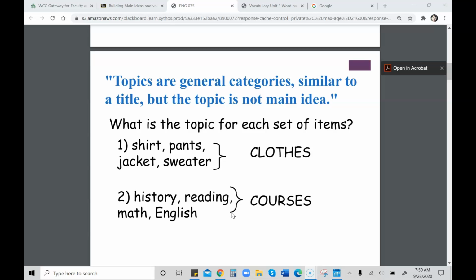So topics are going to be those general categories, and they are similar to a title. But remember, the topic isn't the full main idea, because it's only what we're going to be talking about. We don't know yet what your opinion is, and that's what constitutes the full main idea. So if we take a look at some of these samples, if I had talked about the shirt, the pants, the jacket, and the sweater, those are clothes in general. I don't know how you feel about those yet. So all we are focusing on is that topic.